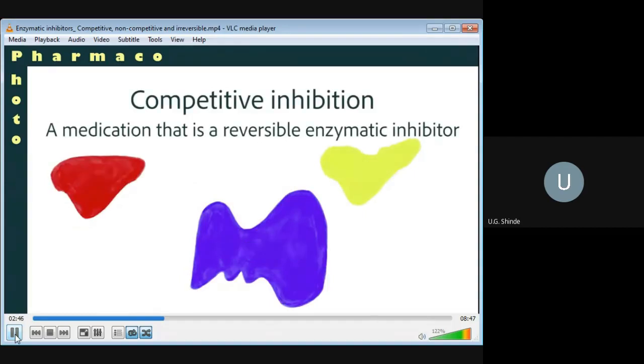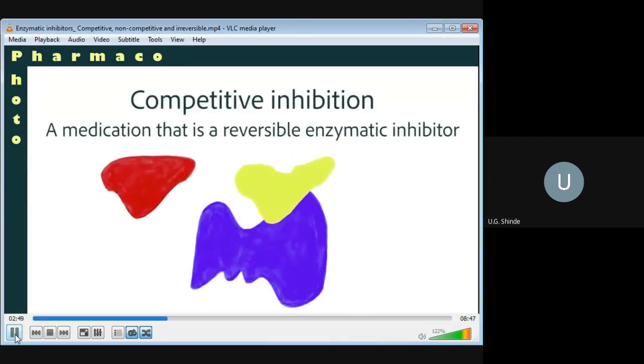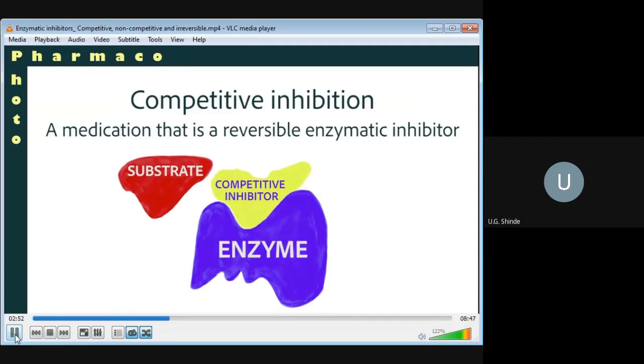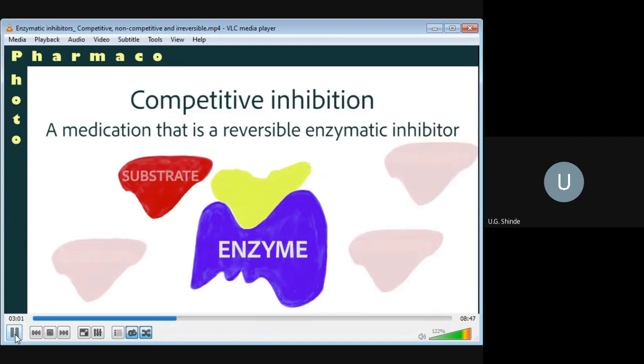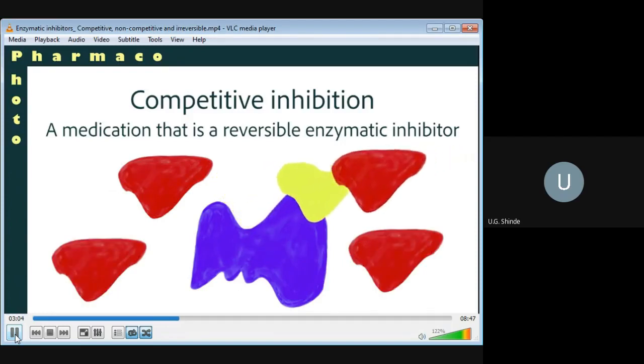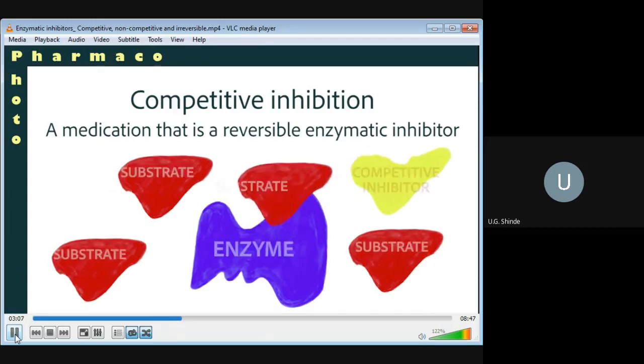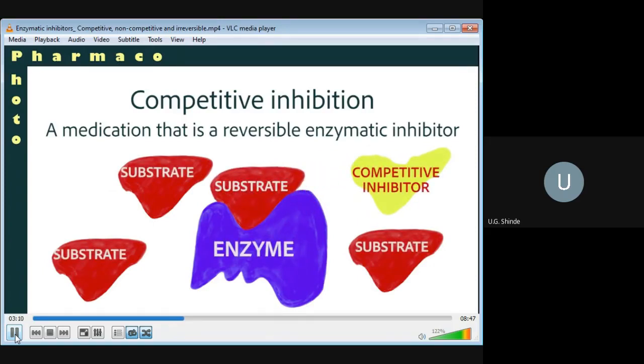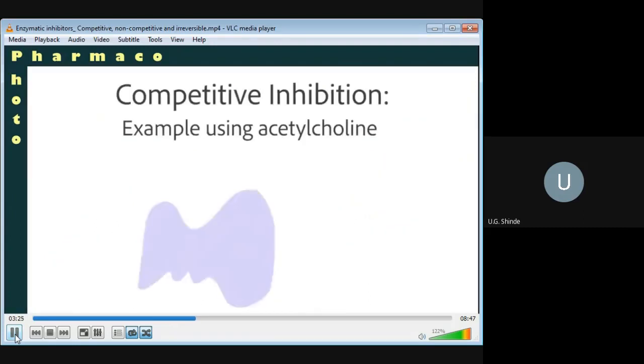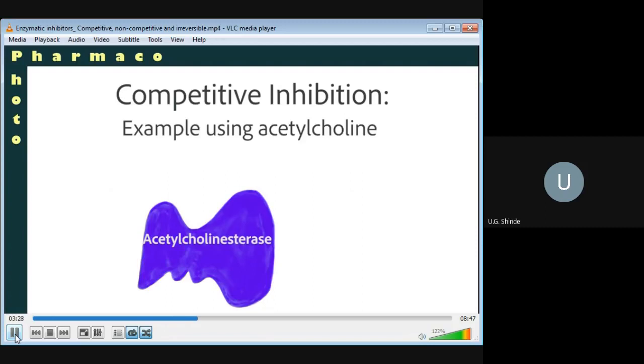In competitive inhibition, the medication binds to the active site of the enzyme and prevents the binding of the substrate. So it is competing with the substrate. Because it is a competition between the medication and the substrate, adding more substrate would normally increase the amount of binding of the substrate. That is the largest group of reversible enzymatic inhibitors, the competitive inhibitors, and when the medication is fully metabolized, there should be no further effects. Now let's take an example of competitive inhibition to make sure that you understand that.